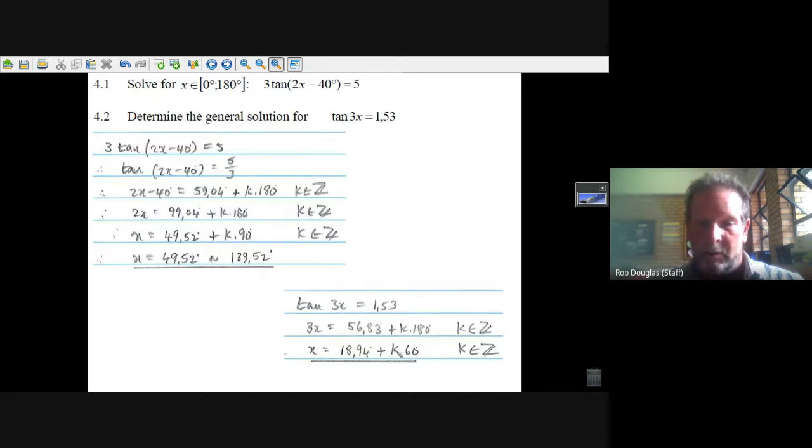180 divided by 3, so it's k times 60. 56.83 divided by 3 becomes 18.94 rounded off. That's what x equals: 18.94 plus k times 60. And k is an element of the integers.